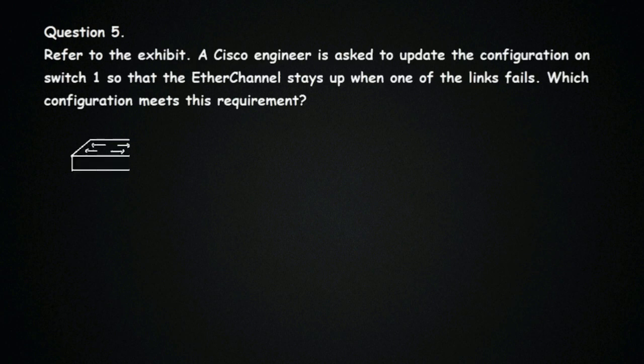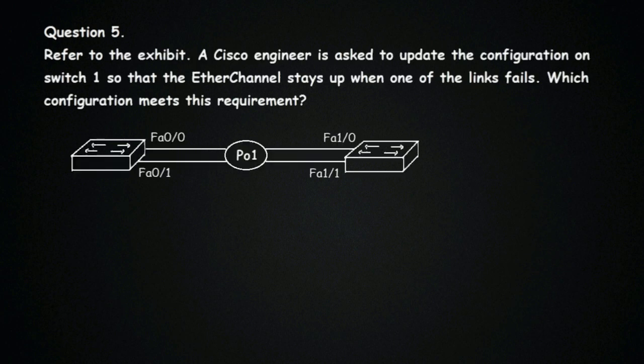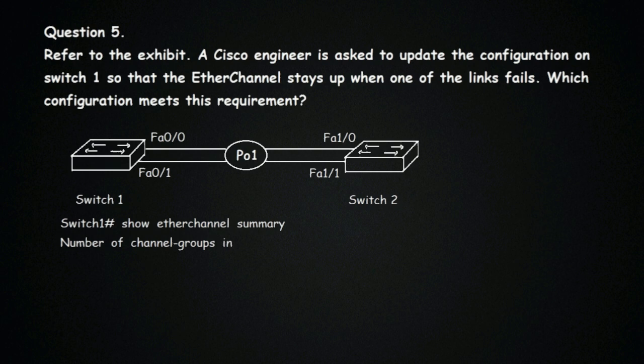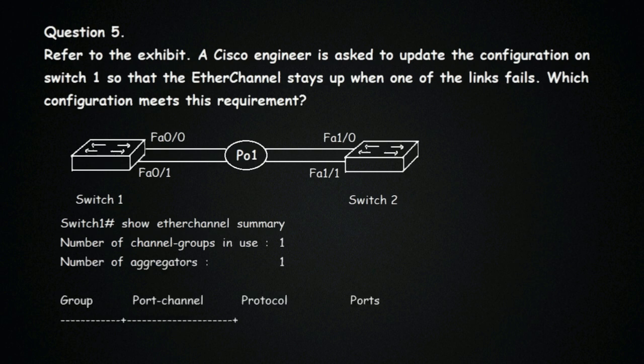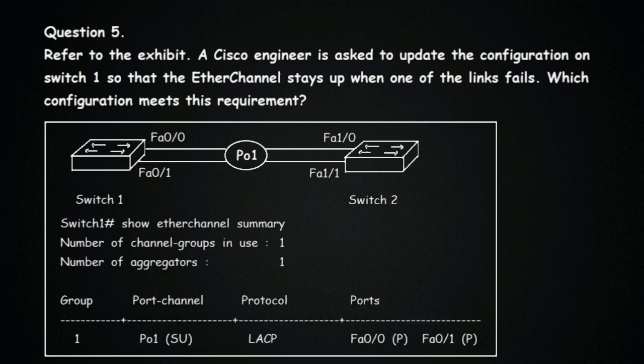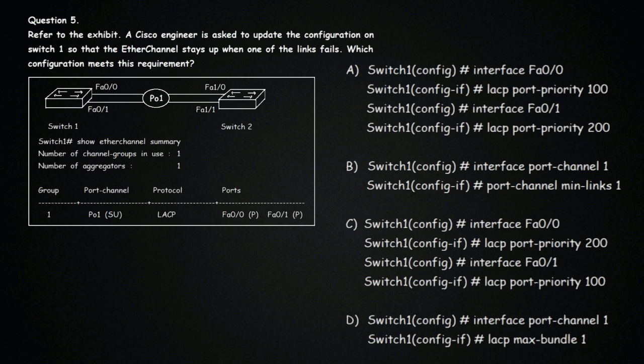Question 5. Refer to the exhibit. A Cisco engineer is asked to update the configuration on switch 1 so that the EtherChannel stays up when one of the links fails. Which configuration met this requirement? Options. Correct answer is B.